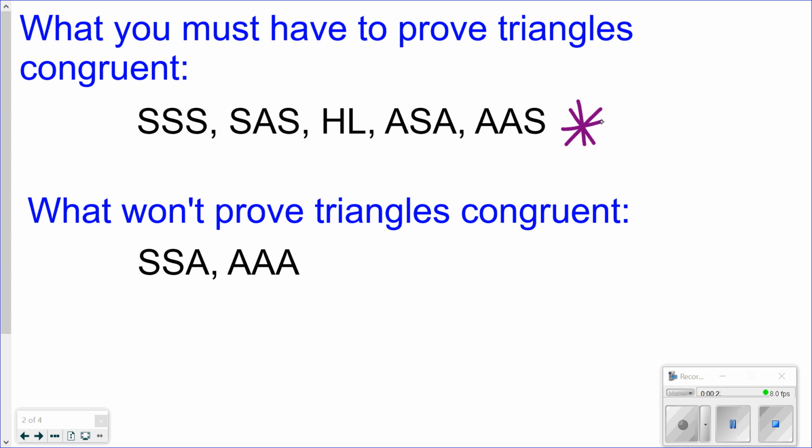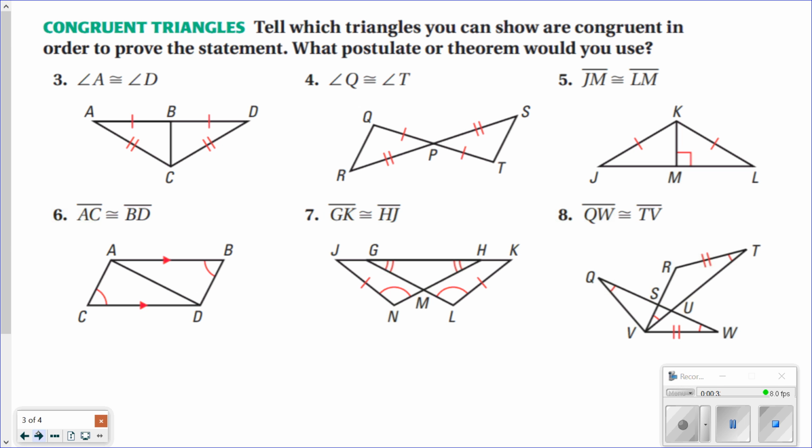What won't prove that triangles are congruent is side, side, angle, and angle, angle, angle. These, once again, do not work. So we have a bunch of examples here, and they are congruent triangles. We need to decide which postulate and which theorem proves that these two triangles are congruent. So let's look at the first one.